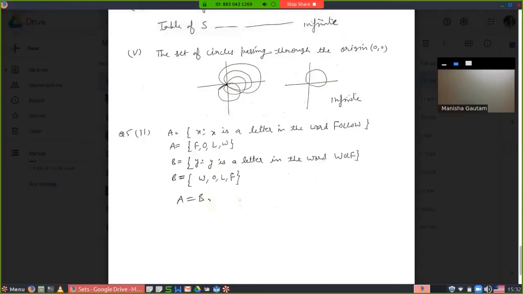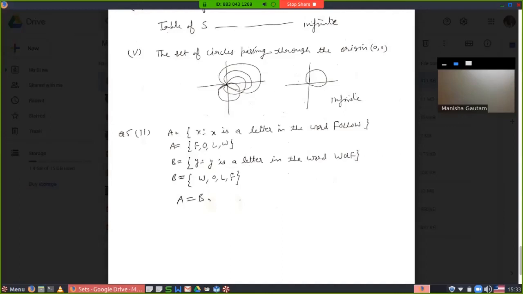B is a set where y is a letter in the word WOLF. Here also 4 letters. They are not written in the same sequence, but the letters are the same: W, O, L, and F. The 4 letters are the same as in A. It means A and B both have the same elements, the same alphabets. So these are equal sets.